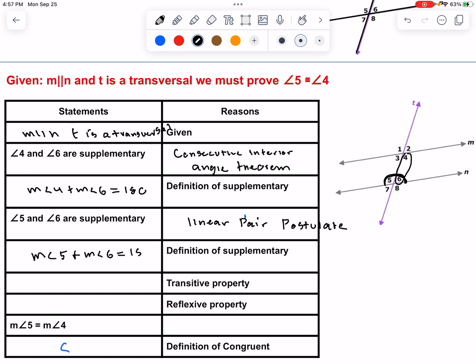Now, we have two things that are adding up to 180. So both of these things are 180. So two things that are equal to the same thing are equal to each other. That's the transitive property. So the things that are equal to the same thing are 4 plus 6 and 5 plus 6. So since they're both equal to 180, that means they have to be equal to each other.